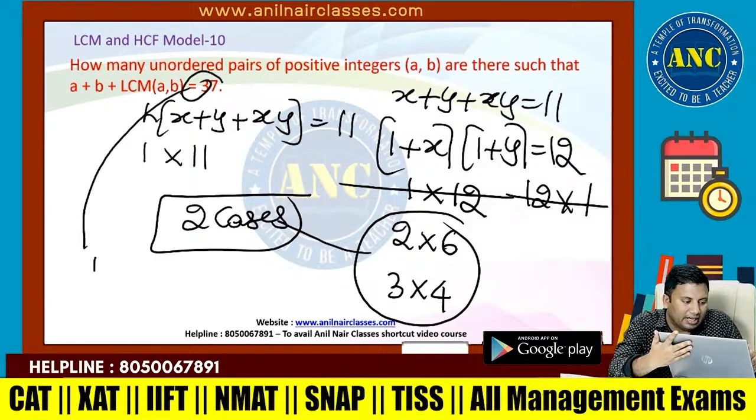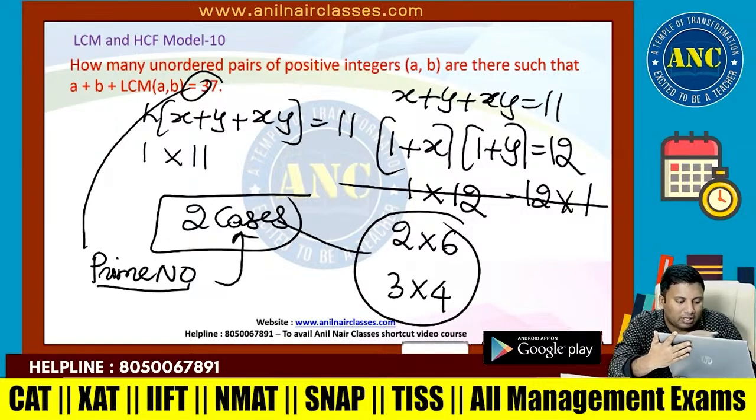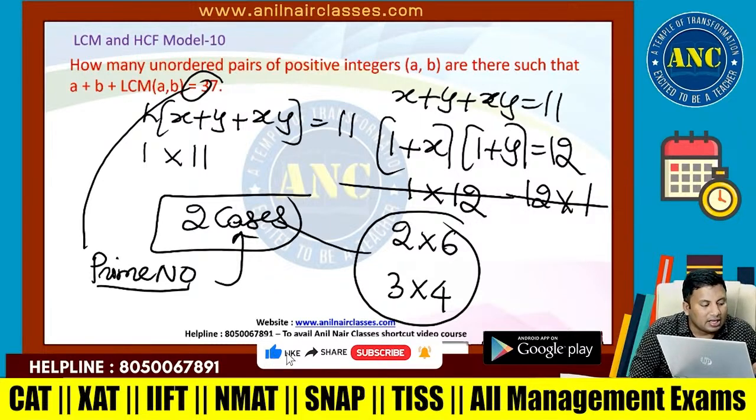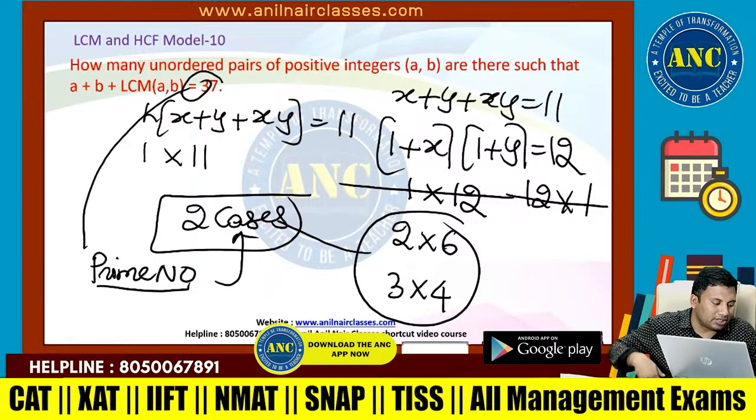In fact you don't need to do anything. If the right hand side is a prime number, always the answer will be 2. I hope it is clear. Idea clear? Now we will take a composite number. Right? Next one.